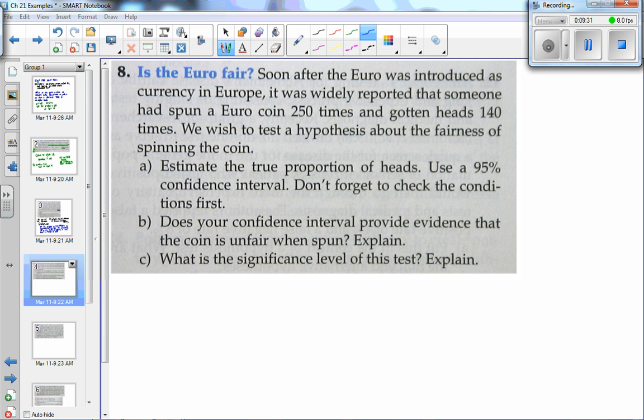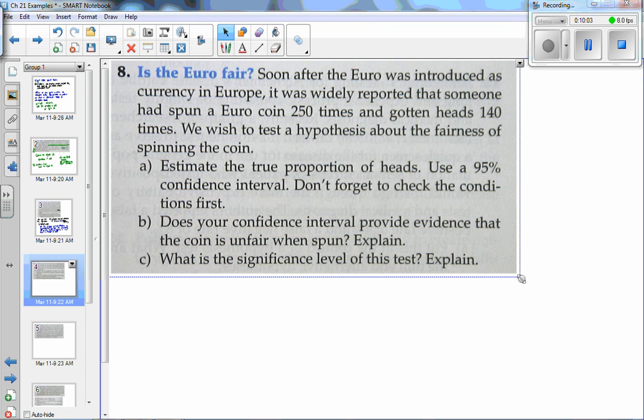The next problem I want to take a look at is number 8, the euro fair. Soon after the euro was introduced as currency in Europe, it was widely reported that someone had spun a euro coin 250 times and gotten heads 140 times. We wish to test a hypothesis about the fairness of spinning the coin. Part A, a little bit of a review: estimate the true proportion of heads, use a 95% confidence interval, and don't forget to check conditions first. So we're going to start by taking a look at the conditions.